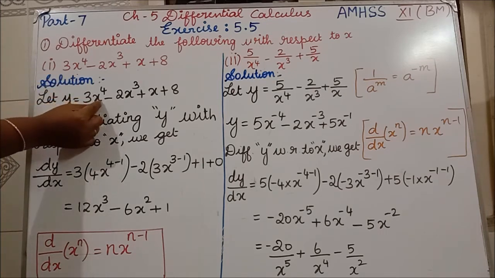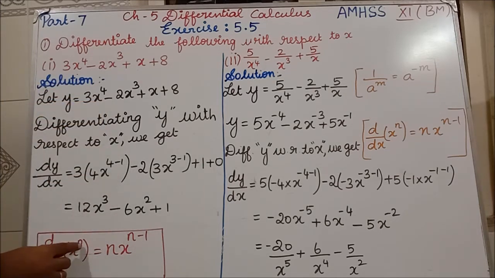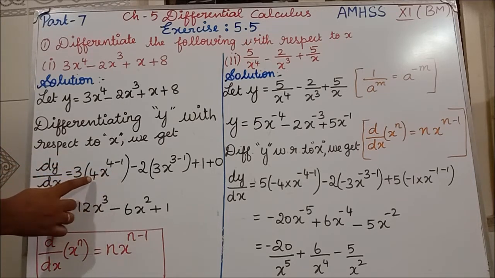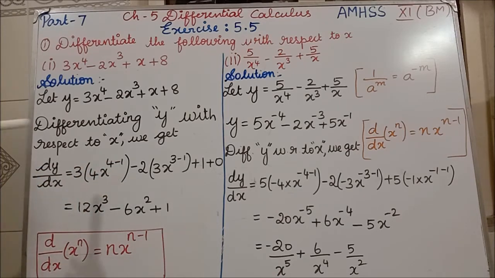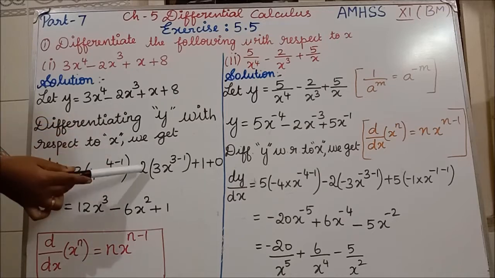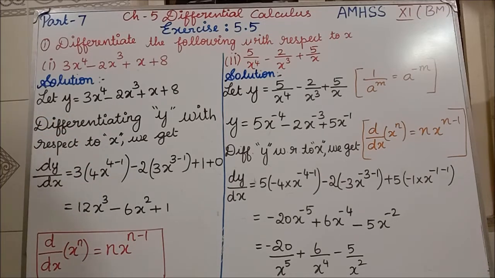This x power 4 we apply in the formula. x power n means this power n will come in front: n x power n minus 1. Similarly, x power 4 means 4 x power 4 minus 1. See, here I have written 4 x power 4 minus 1. Clear? Then minus. This 2 is a constant, you keep that 2, we should not do anything. Now next we have x cube.